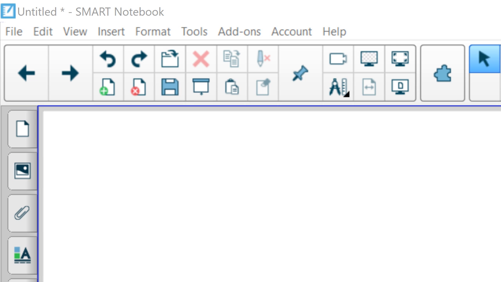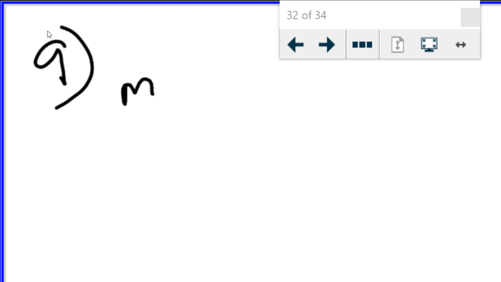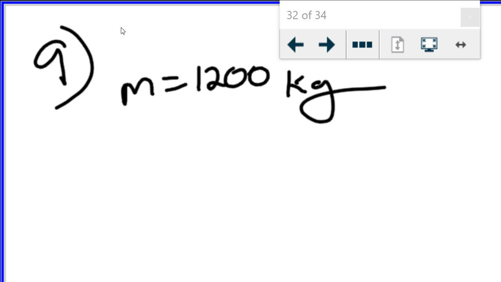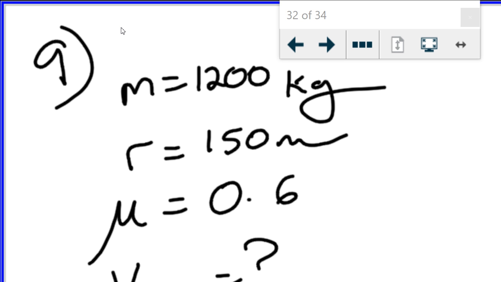Well, here, let's write down what we know. So problem number 9, here we go, is about a race car which has a mass of 1,200 kilograms, and it is driving around a circular track which has a radius of 150 meters, and then it tells you that the coefficient of friction between the tires and the track is 0.6, and it wants to know what is the maximum velocity at which the car can go around the curve. Good? All right.